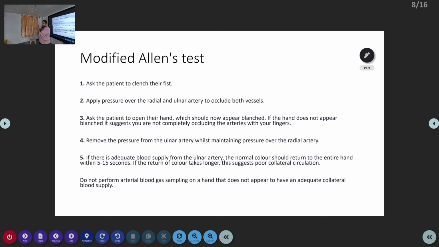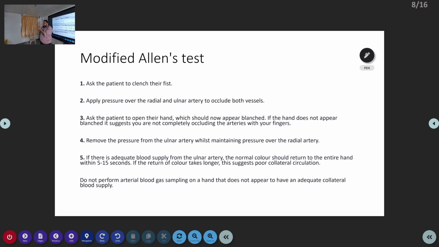So what does that mean? I have a good flow in the ulnar artery. Even if the radial artery is gone, I have a very good blood supply with the ulnar artery. That is what is simply called a modified Allen's test. So what you have to do is ask the patient to clench the fist, occlude the ulnar artery as well as the radial artery, and ask the patient to open the hand. It will be pale in color. Then you release the pressure over the ulnar artery and see whether the color has come back. Usually within 5 to 15 seconds, the color will come back. If the color is not coming back, that means your ulnar artery is not good.